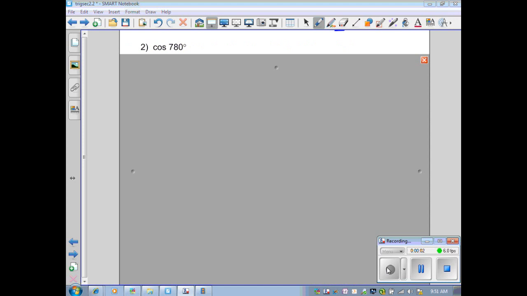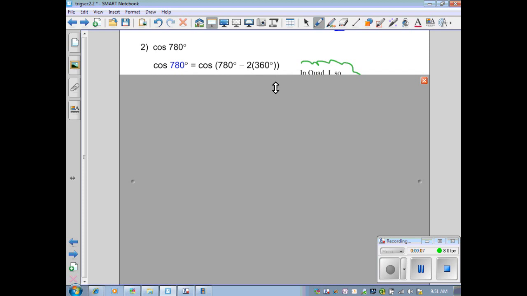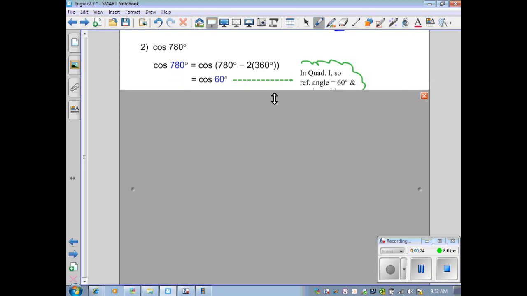Let's look at a couple more examples. Number 2, cosine of 780. First, let's find a coterminal angle. Remember, we need an angle between 0 and 360. In this situation, we're going to take 780 and subtract 2 revolutions, in other words, 2 times 360. The result will be the cosine of 60 degrees.